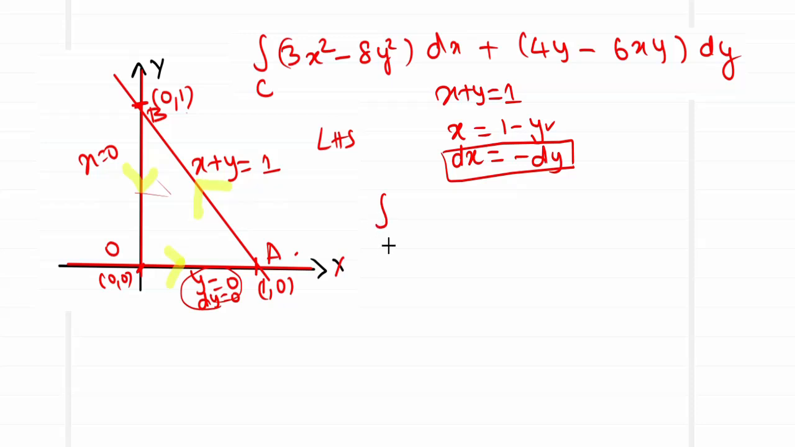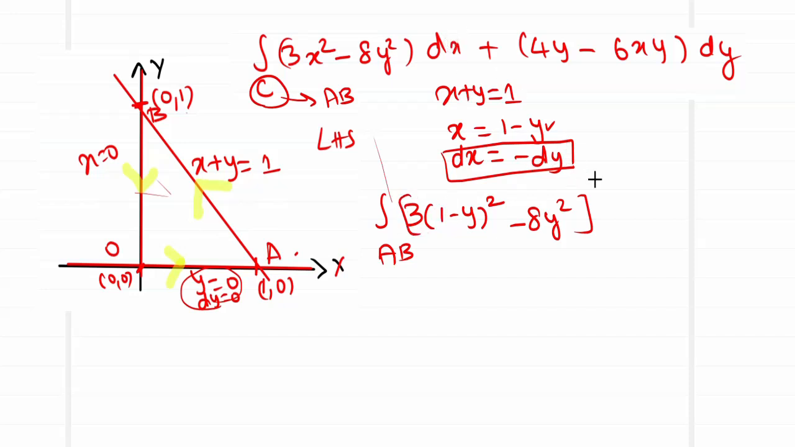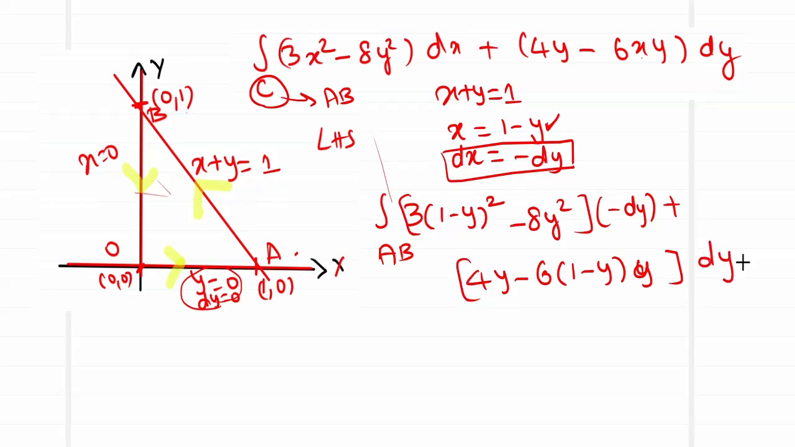So my integral along the curve, the C has now become AB. So my integral along AB now becomes equal to 3 times x square, so it becomes 1 minus y the whole square, minus 8y square, into this dx will now be replaced with minus dy. Next comes plus 4y minus 6. How to replace this x? This x is to be replaced with 1 minus y times you have one more y over here, and this has to be entirely integrated with respect to dy.